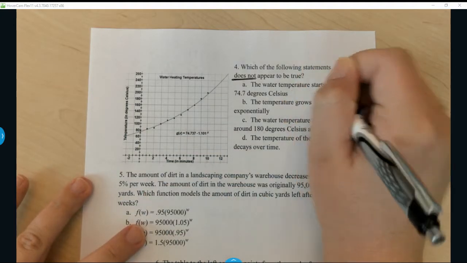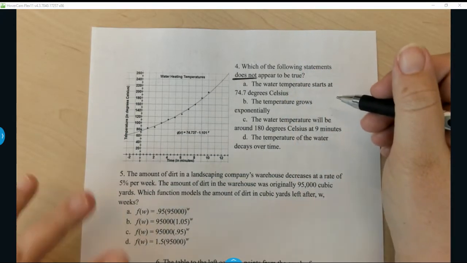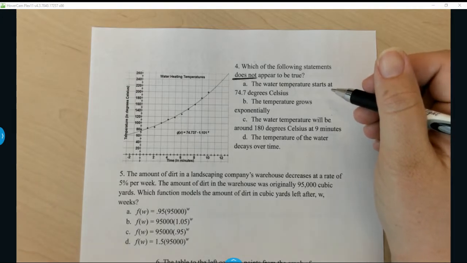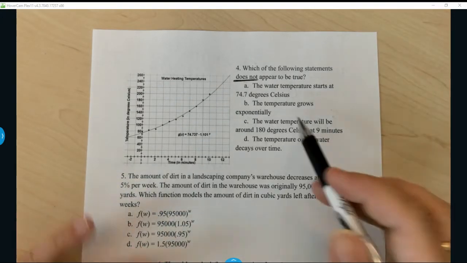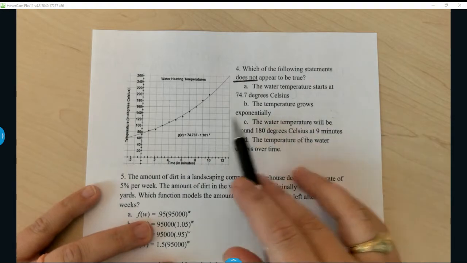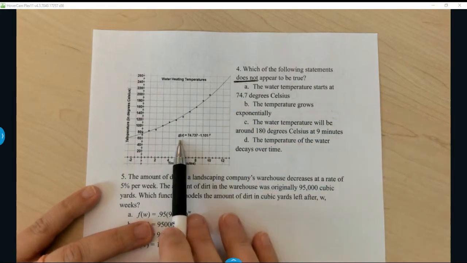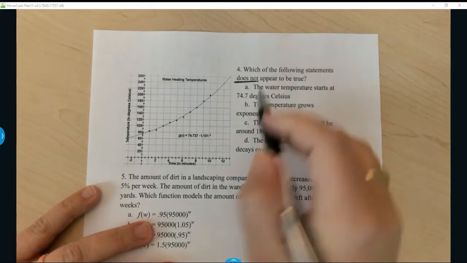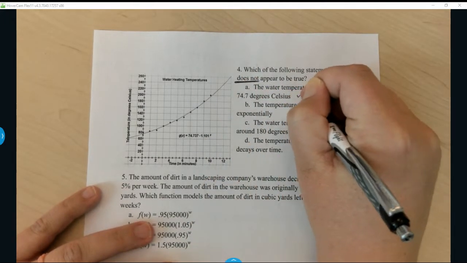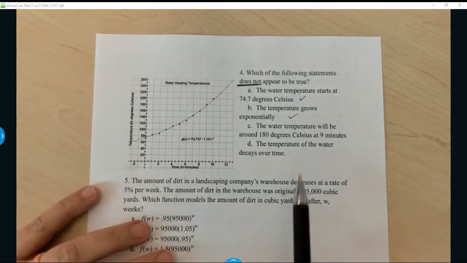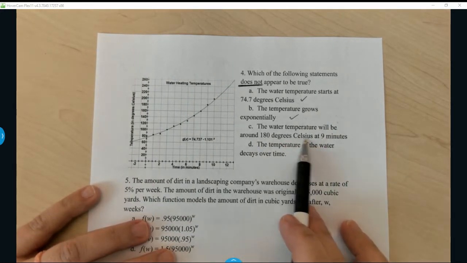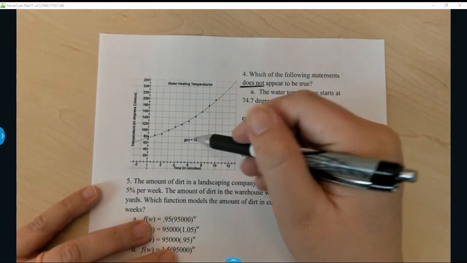So, all right, I'm going to move past A. I don't think that is totally not true. That looks true to me or very close to being true. The temperature grows exponentially. Well, the graph looks exponential. If I look at the equation, I have an x in the exponent, so that's true. So we're looking for not true. So that one's looking good. B's looking good. The water temperature will be around 180 degrees Celsius at 9 minutes. So I'm going to look for 9 minutes.